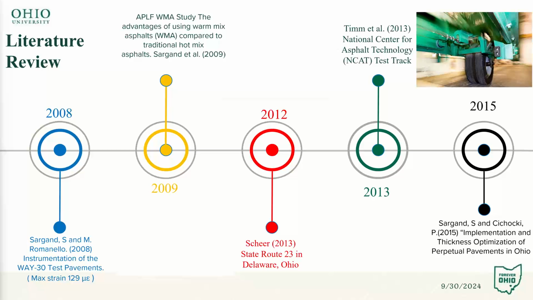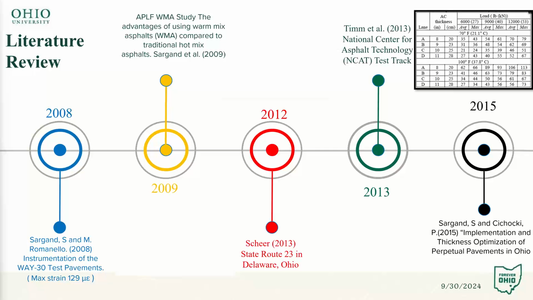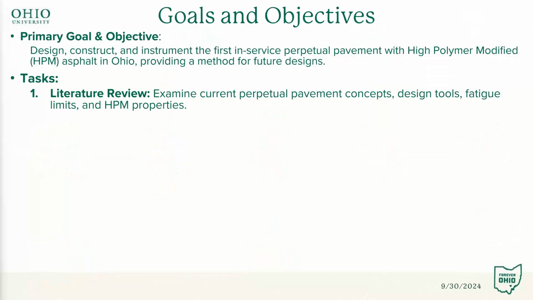So the impetus for the current study that we're talking about came from a culmination of all these literatures and trying to figure out what is the most cost-effective way of conducting the perpetual pavement. The goals and objectives of the study: the primary goal and objective are to design, construct, and instrument the first in-service perpetual pavement with high polymer modified asphalt in Ohio. And the reason for that is to provide a method for future designs.